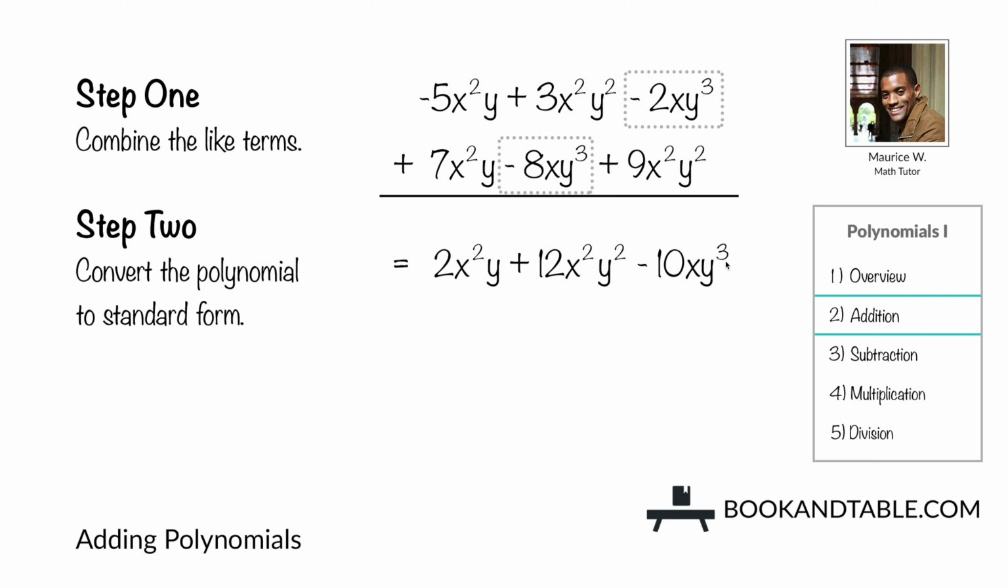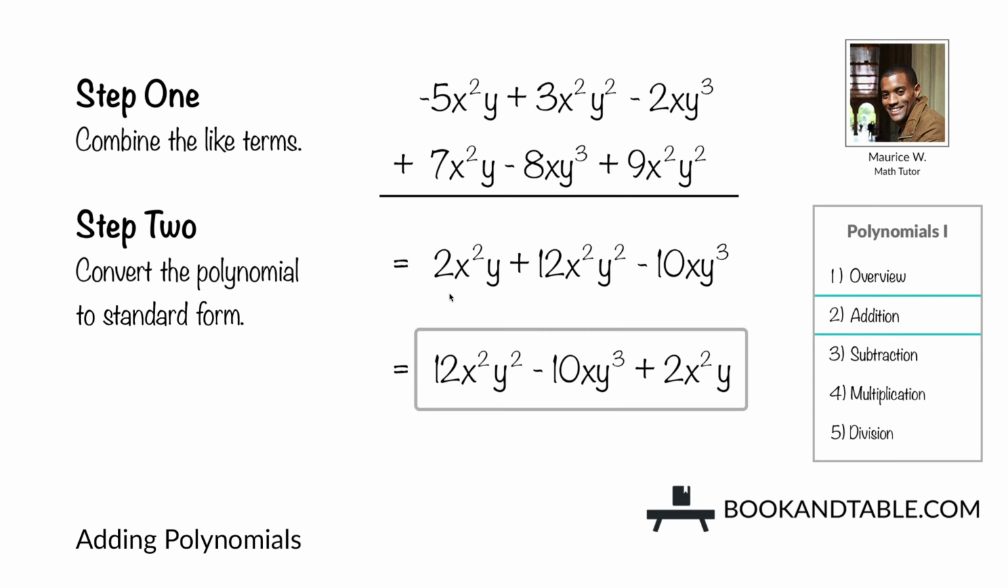The next step, you want to convert the polynomial to standard form. Standard form means you have the terms with the largest degrees furthest to the left. So if we look at our answer, this term has a degree of 4. 3 plus 1 would give us 4. This term has a degree equal to 4. 2 plus 2 would give us 4.